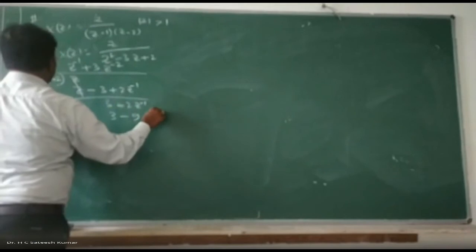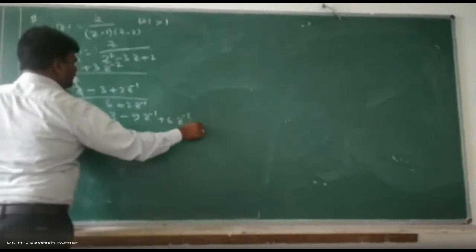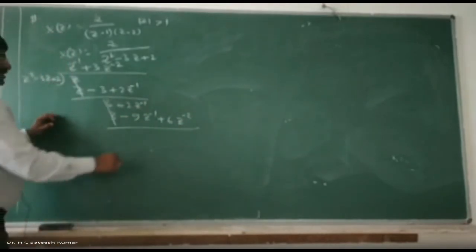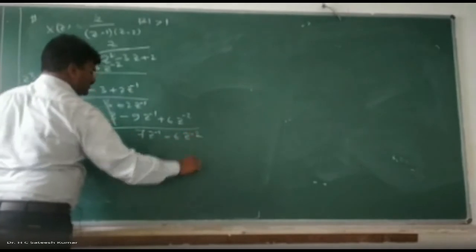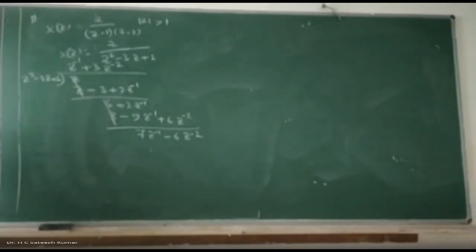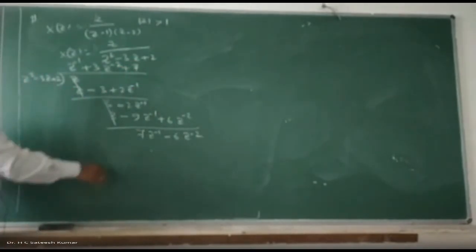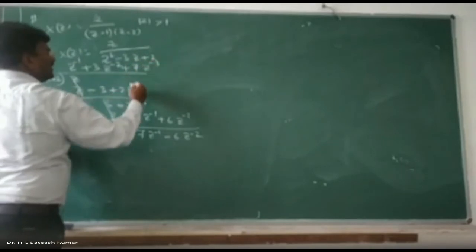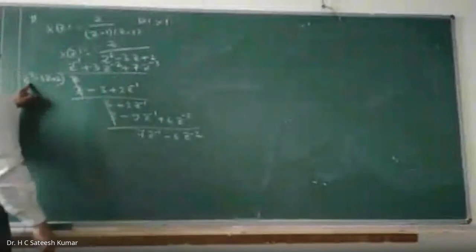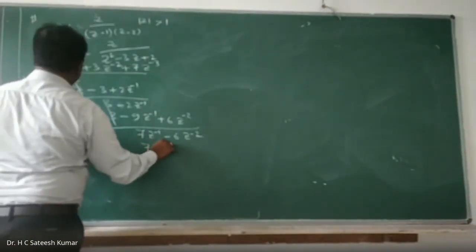Z to the power of minus 1 plus 6 into z to the power of minus 2. This 3 gets cancelled. 7 z to the power of minus 1 minus 6 z to the power of minus 2. Okay, right. If you want to get 7, what you should do? First you multiply by 7. Now I want to get z to the power of minus 1. Z square is there. Multiply by z to the power of minus 3. Z to the power of minus 3 into z square is what? Z to the power of minus 1. 7 as it is you will get. 7 into 3. So 7 z to the power of minus 1 we got it.